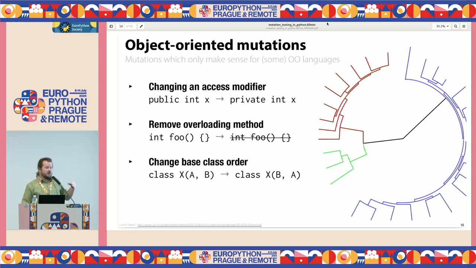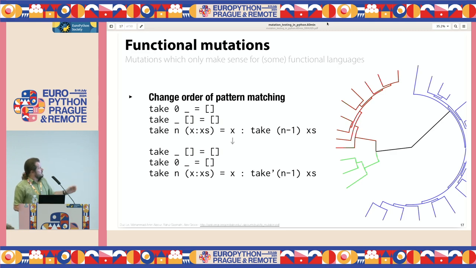There are some mutations that really only make sense in, say, OO languages. So maybe making something public, private, or changing base class order. We talked about that a second ago, or removing overloads. So some mutations don't apply to all languages, so we have to pick and choose the ones that are appropriate to Python. And when I wrote this slide, this didn't apply to Python, and now it kind of does, because we have pattern matching in Python. Great, so we've evolved. You can change the order of pattern matching, and that can have a big effect on a program's behavior, of course, because you get one thing happening before the other. So these are examples of the kinds of things that a mutation operator might do before running your test suite.